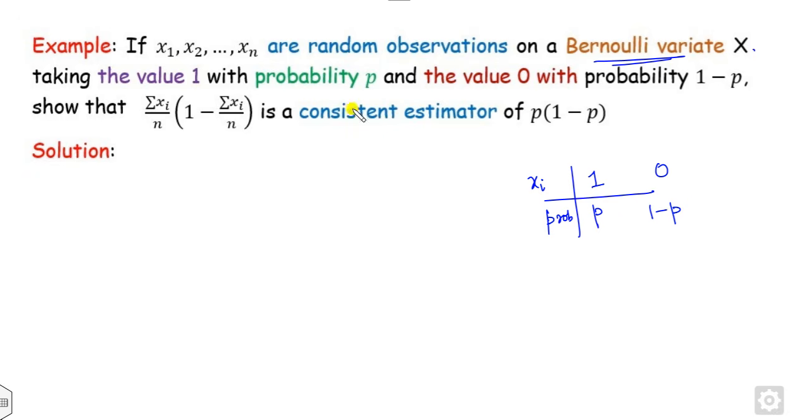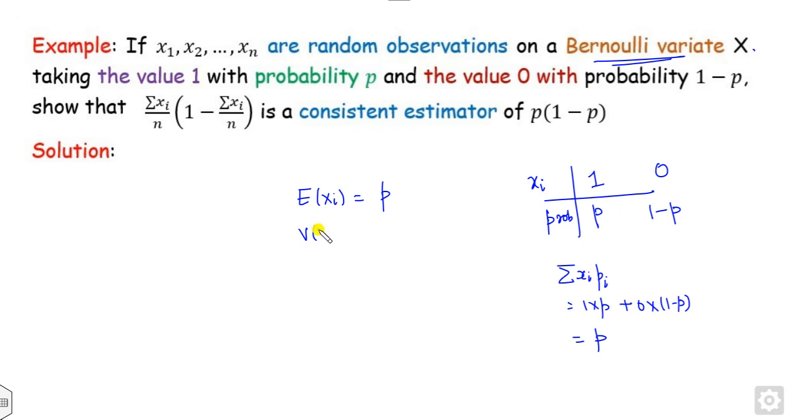Show that this is the consistent estimator of this. That's quite easy. Can you find the mean of the xi's? What is the mean of the xi's? It is the sum of xi times pi. So what will happen? This is 1 into p plus 0 into 1 minus p. This is nothing but my p.